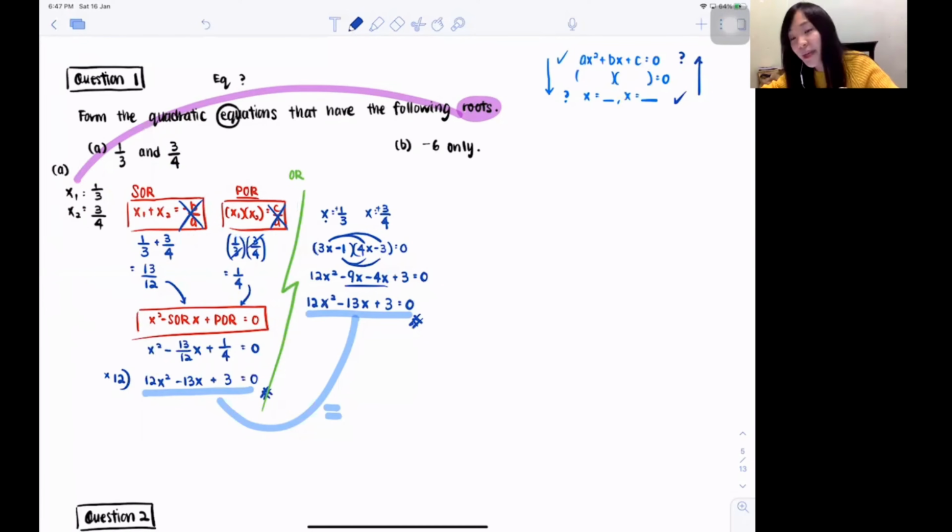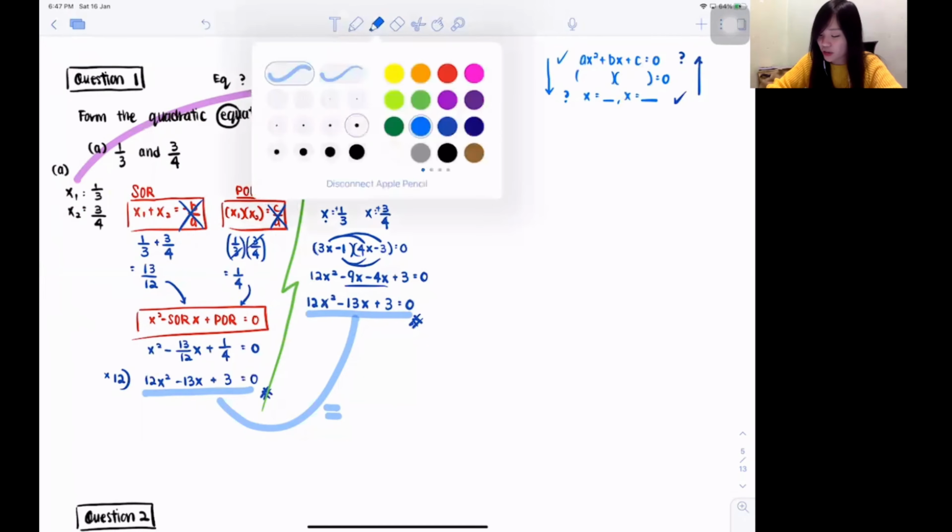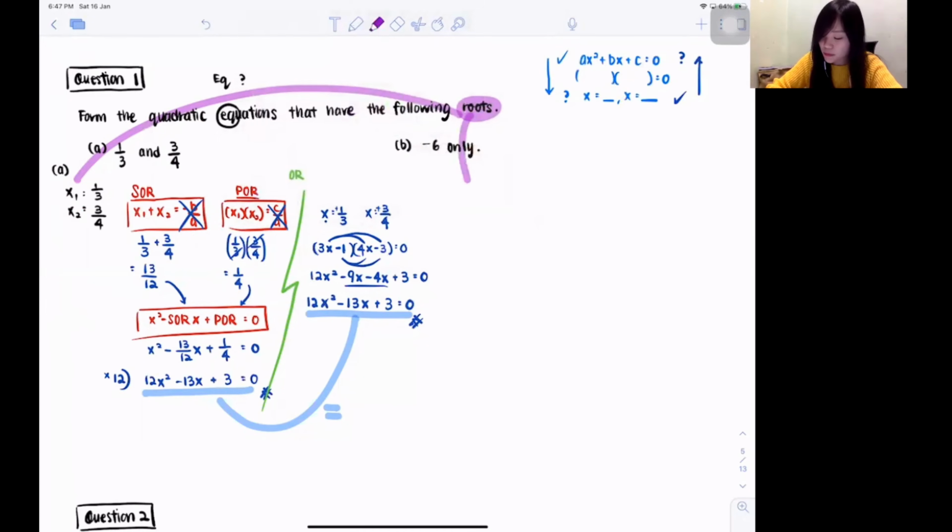Can? Let's look at B, yeah? So B, again, they're talking about the roots. Wait, I write here, B, okay? But now the roots is not whatever in A anymore. Now the roots is what? Negative 6, correct? Now they only say negative 6. Then roots must have 2, right? So if x1 is negative 6, don't tell me, teacher, only 1 answer. No. They should have 2 answers, okay?